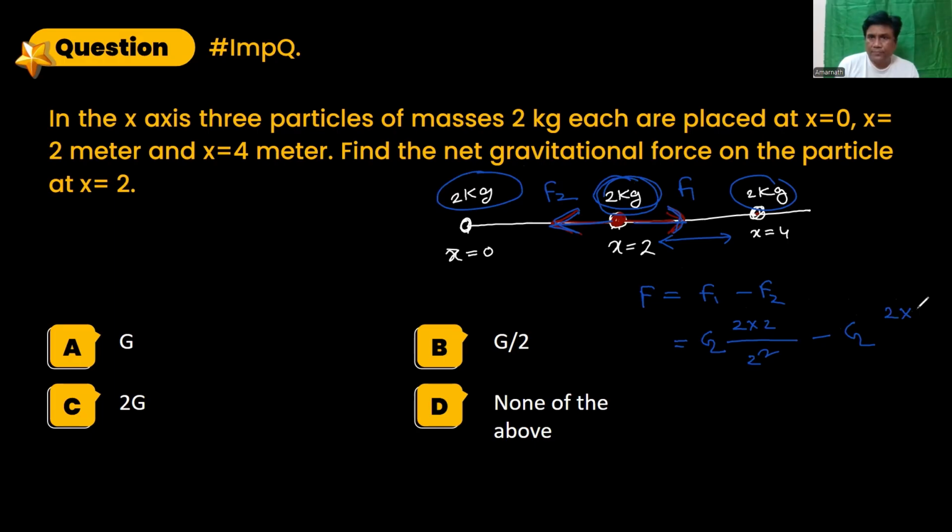F2 is what? G into that 2 kg into 2 kg, 2 into 2 by, here also the separation is only 2, that is 2 minus 0 is 2 only. That is also 2 square. So ultimately both are the same. So F will be 0 only. It is also called equilibrium. If the force on an object is 0, then the object is said to be in equilibrium.